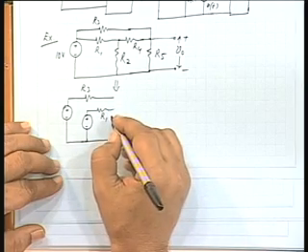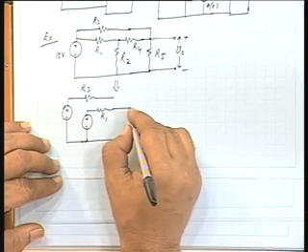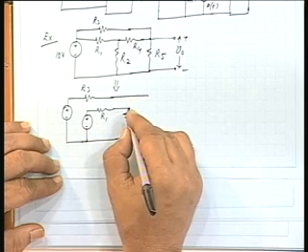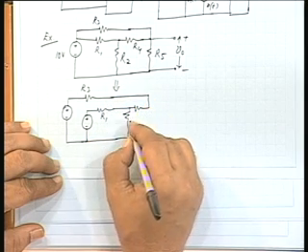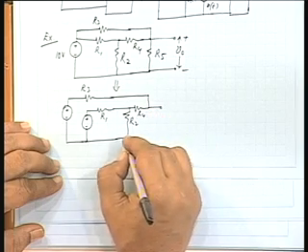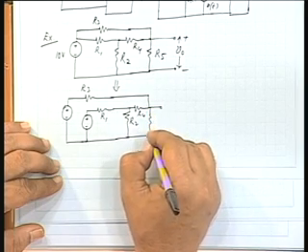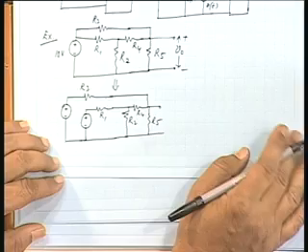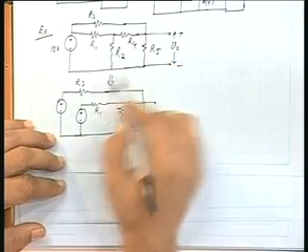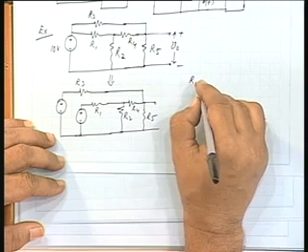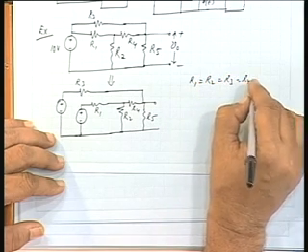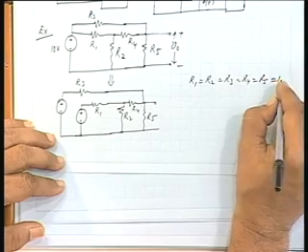R1, R2, R4, R5. Okay. Suppose we are given all these resistance values as 1 ohm: R1 equal to R2 equal to R3 equal to R4 equal to R5 equal to 1 ohm.